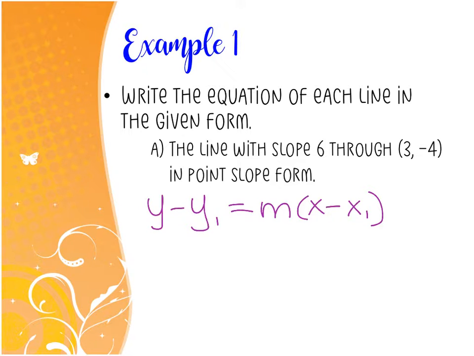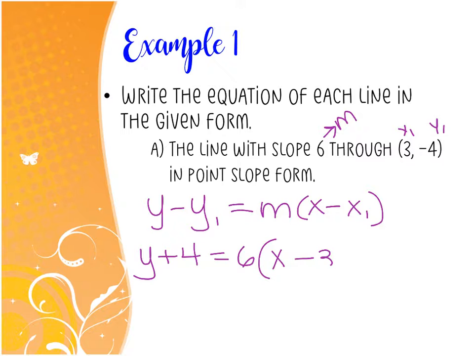And then the second thing is decipher the information that you're given. So if it says slope is 6, what letter does 6 represent? M, good. And if the point is (3, -4), that is my x1, y1, and just plug it in. So y minus a negative 4 becomes plus 4 equals the m, which is 6, times x minus a 3. And it looks just like this. So this is point slope form. You don't even have to distribute it. You could leave it just the way it is.